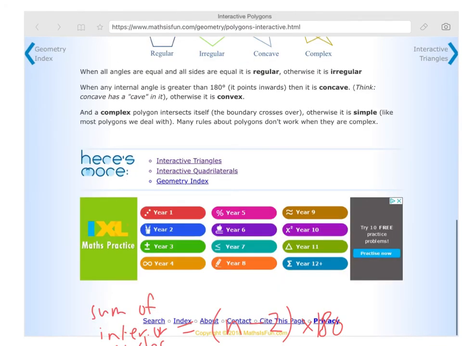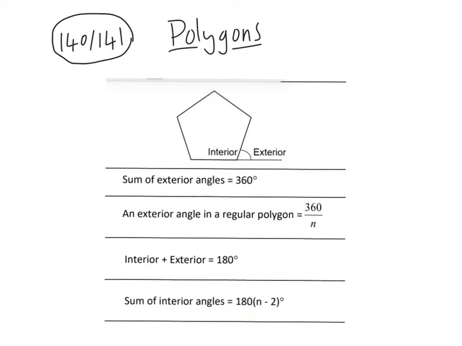And that's all. We'll get into some questions. So to do these questions, we need to know all of these facts that we've just ran through at breakneck speed. We've got interior and an exterior angle, that's what they are. The sum of the exteriors will be 360. So if you want to work out one of those, if it's a regular polygon, an exterior angle in a regular polygon would be 360 divided by n. N stands for the number of sides. Interior plus an exterior angle equals 180, as you can see from there. And the sum of interior angles is 180 times n minus 2.